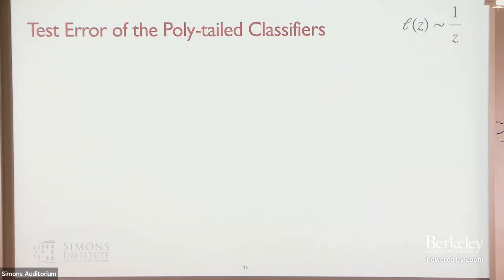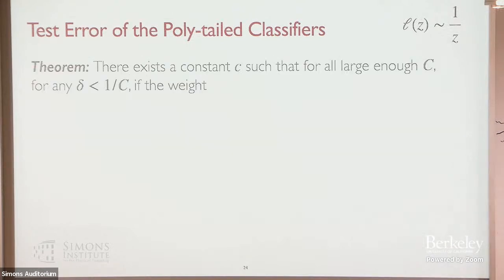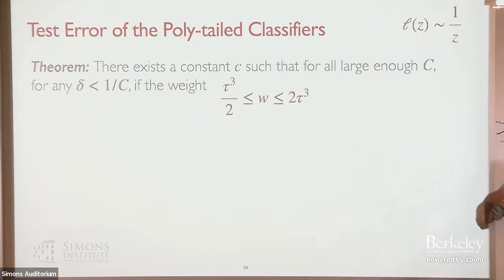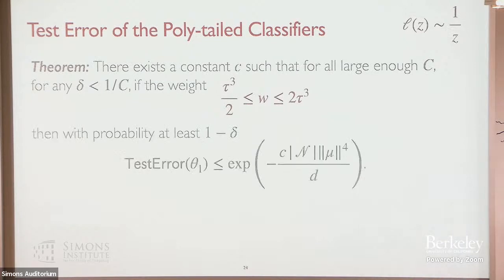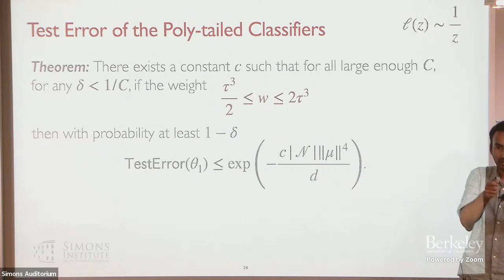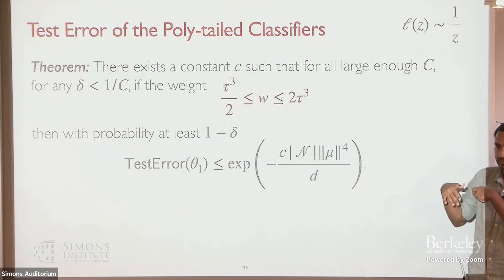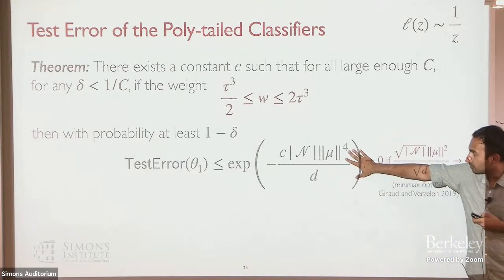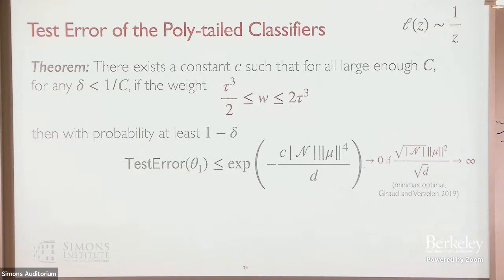So for this model, if the loss decays as 1 over z, so we have fixed alpha to be 1 here, and if your failure probability is less than a constant, and if you set your weights in a weird way where you set w to scale with tau cubed, where tau was the imbalance ratio, then with probability 1 minus delta, the test error of this polynomially-tailed classifier decreases exponentially in the number of minority group samples times norm of mu to the 4 divided by d, the dimension. Okay. This is known to be minimax optimal in this problem. And if this thing is going off to infinity, your test error is going to 0. So that's an upper bound on the performance of the polynomially-tailed classifier.